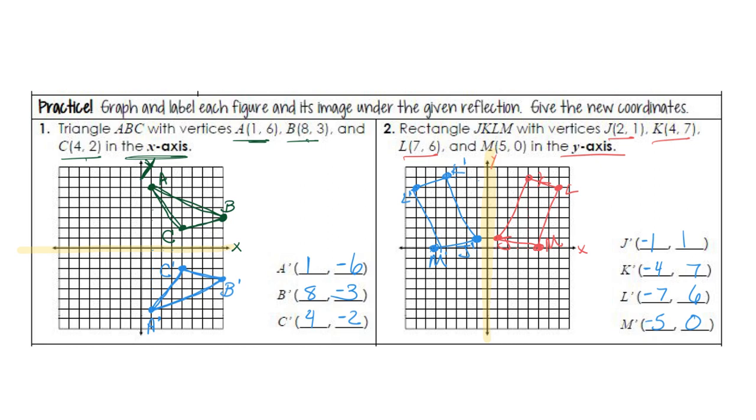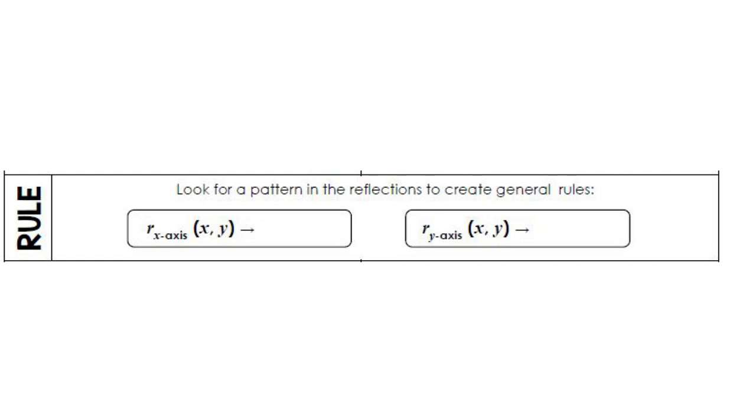That's it. So now let's flip to the next slide and look at the rules for reflecting over the x and the y-axis. Like we just noticed on the last problem we worked out, there's a pattern for these rules. When we reflect over the x-axis, what changes? When I have an x and a y value, the x value stays the same. My y value turns negative. So that is the rule for reflecting over the x-axis.